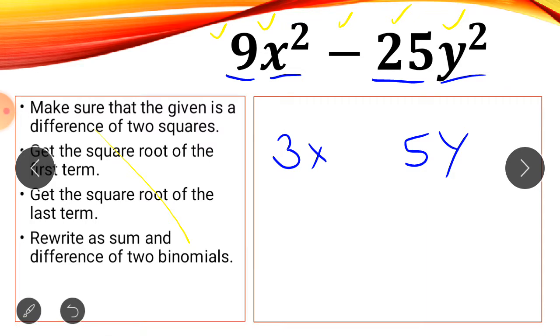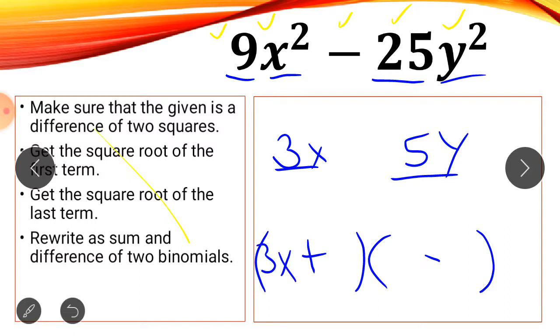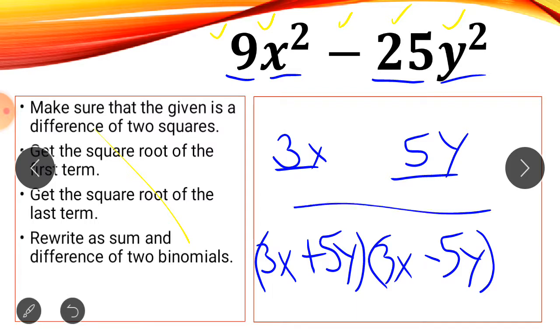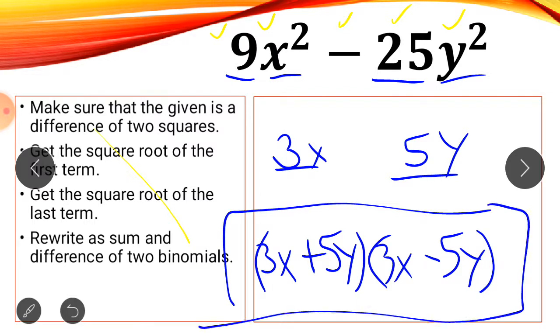Okay, so this will be the first term and this will be the last term of the binomial. Sum and difference. So it means one is plus, the other one is minus. So they have the same first term, 3x. They have the same last term, 5y. Okay, so these are the factors of the given.